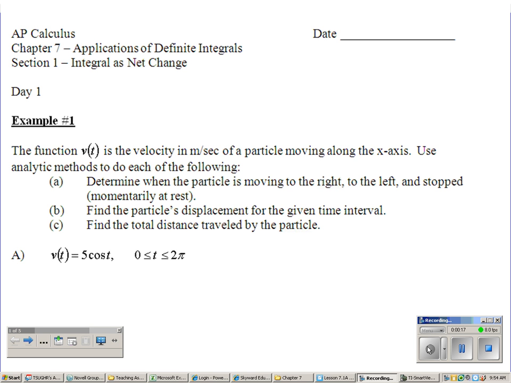Example number 1, the function v of t. Typically in these problems, we're going to give you a velocity function. It's in meters per second of a particle moving along the x-axis. Use analytic methods. That means don't just put it in your calculator, although I'm going to show you how to do this in your calculator as well.